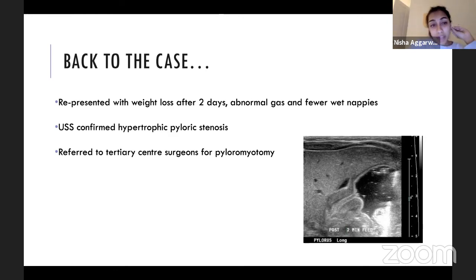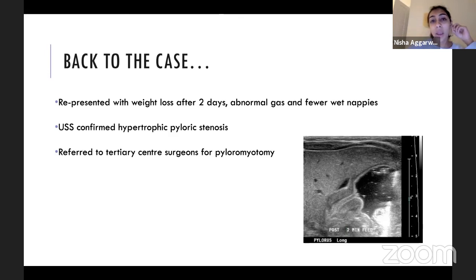Then represented only 2 days later, but had lost weight, and we'd weighed baby on the same scales. Had an abnormal gas, which was the gas that I showed you, and fewer wet nappies. Then we thought, okay, we think this baby is a pyloric stenosis. We did an ultrasound, which showed hypertrophic pyloric stenosis. So we were then referred to a tertiary centre to the surgeons for pyloromyotomy.